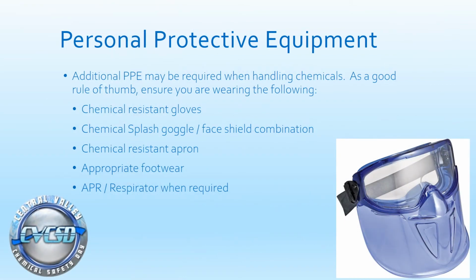Personal protective equipment. Additional PPE may be required when handling chemicals. As a good rule of thumb, ensure you are wearing the following: chemical-resistant gloves, chemical splash goggle and face shield combination, chemical-resistant apron, appropriate footwear, and an APR or respirator when required.